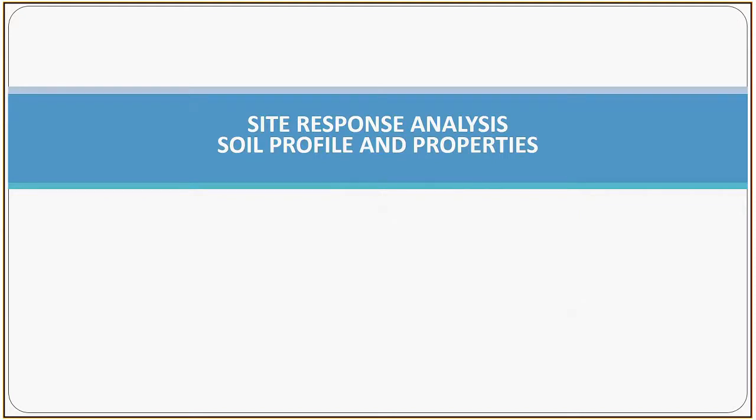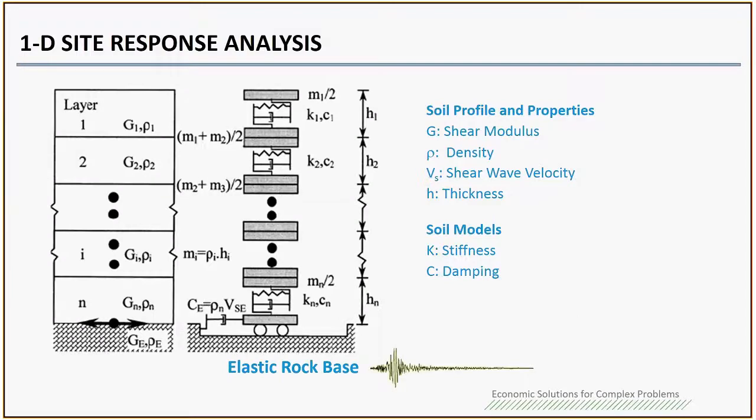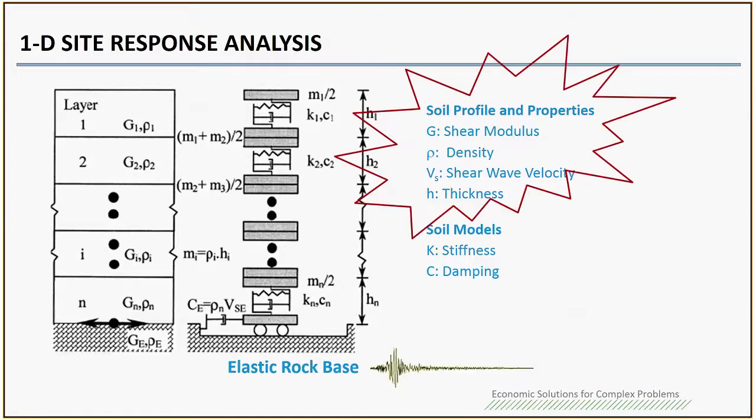Welcome to this class. This class will help you understand the ASCE 7-16 requirements for soil properties and profiles used for site response analysis. Again, this slide shows three major components for the site response analysis. I talked about input motion in the previous class, and this class will focus on how to determine the soil profiles and properties. That includes the shear modulus, density, shear wave velocity, and the soil layer thickness.